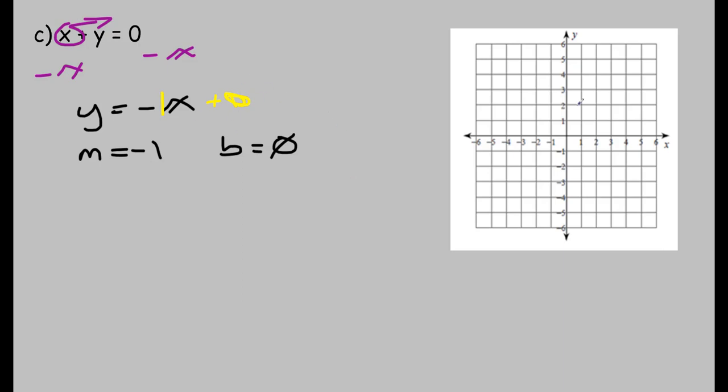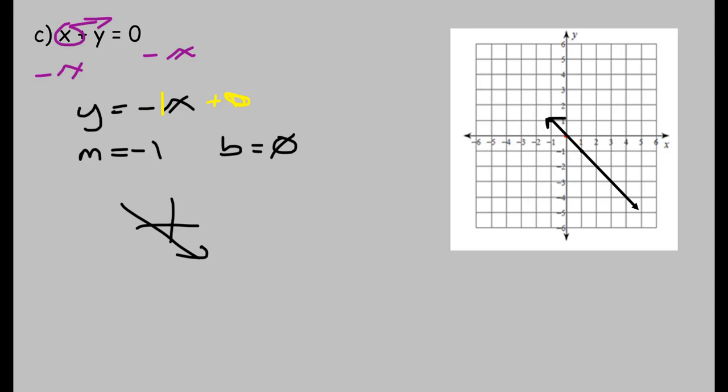So when I graph this, I start at the origin and then I have to go down 1, right 1, or I could have gone up 1, left 1, because again, negative slopes have to go down to the right. So I've got my 3 points, I can plot it, and then that's how you graph lines in standard form. You always just rearrange it first, and then you graph it with starting at the y-intercept and then doing the slope.